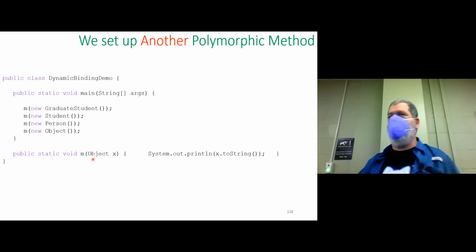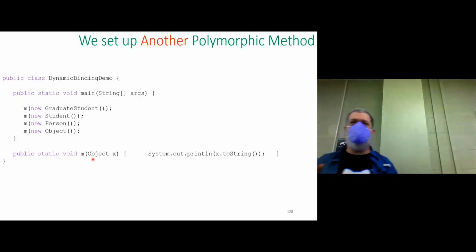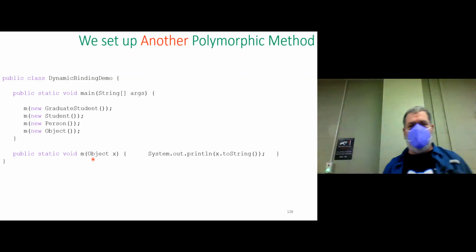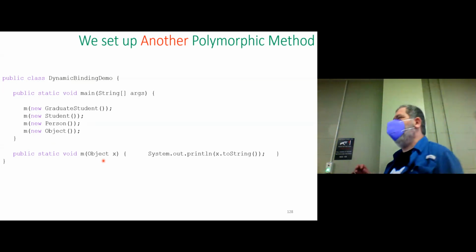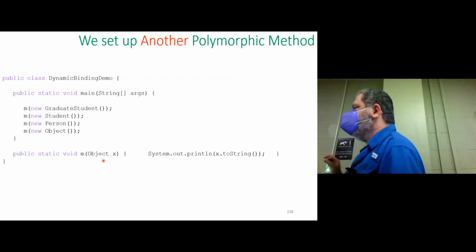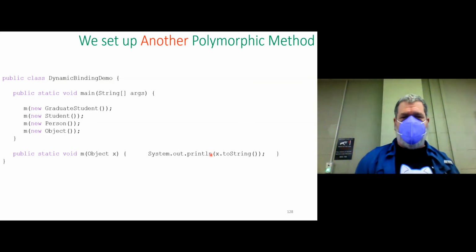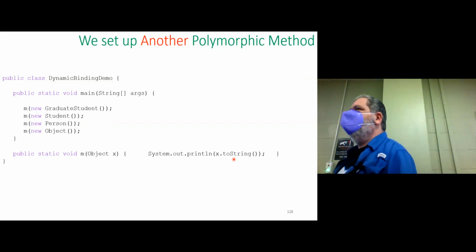So, public static void M. Again, it's a static method, nothing special here, we don't need to create an object. We just call the method directly from anywhere. Public static void M takes as parameter an object X, and then it uses that parameter X to call toString on it and display it.